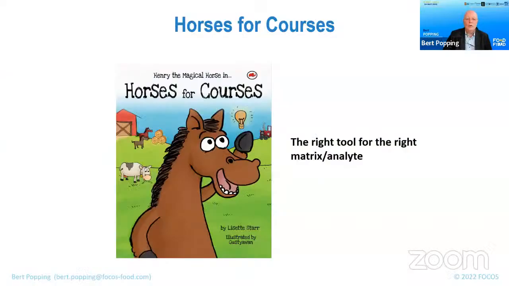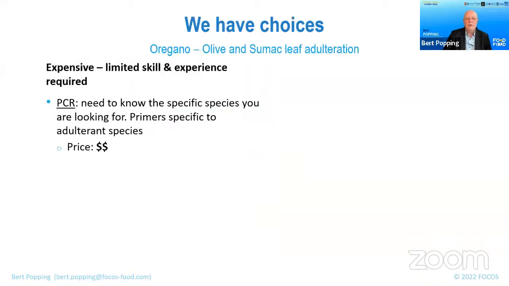And I like to go with the saying, horses for courses. It's a famous British phrase, and it means the right tool for the right matrix or the right analyte. There's usually not just one tool. If you want to detect something, there are usually several tools. Some are more expensive, some are less expensive. Some require educated staff, some don't. I think it's always worth evaluating your options. What might be the right method for that? So I'll give you an example.